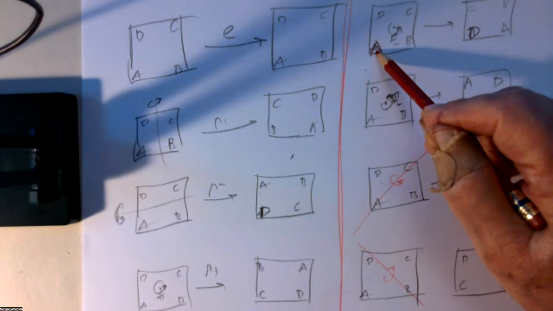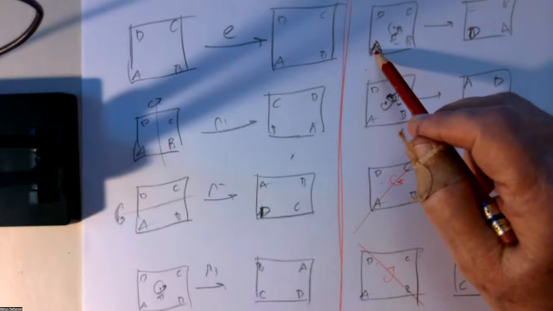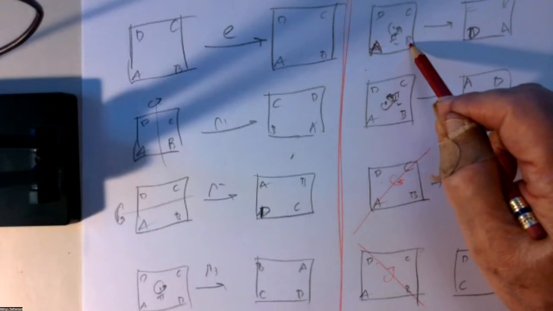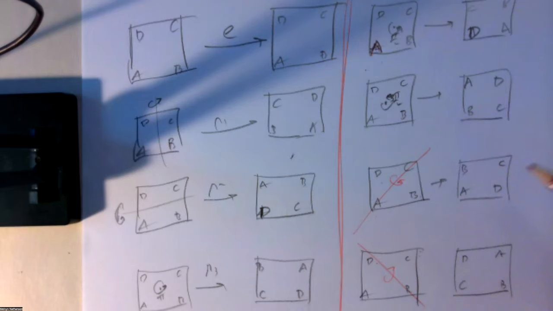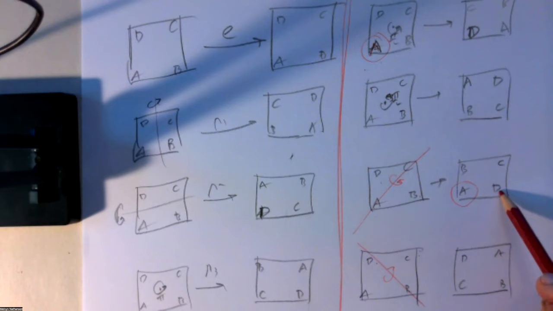Well, there are only two possibilities. What are the points adjacent to A? B and D. So you either have B to the right of A and D above it. The only other possibility is that D is to the right of A and B is above it. Let's see, where do we have that? Here. So here we have A in the lower left-hand corner. Here we have A in the lower left-hand corner. Here D is to the right and B is above. Here B is to the right and D is above. And those are the only possibilities.